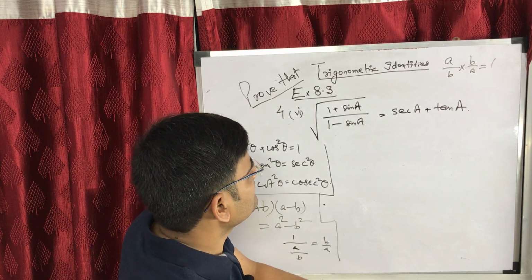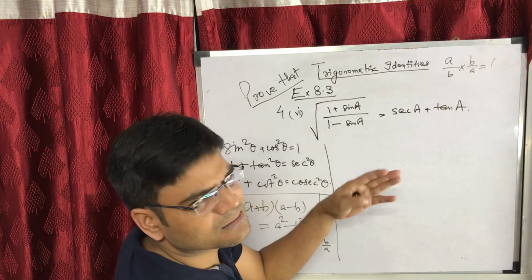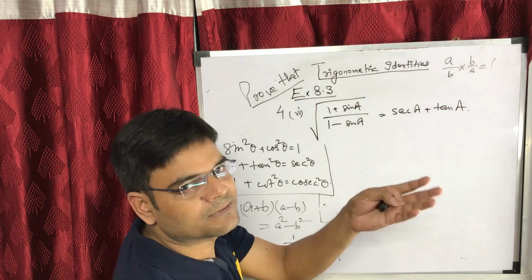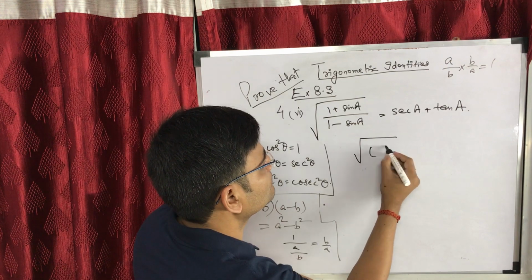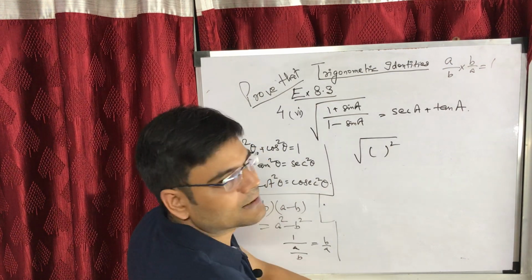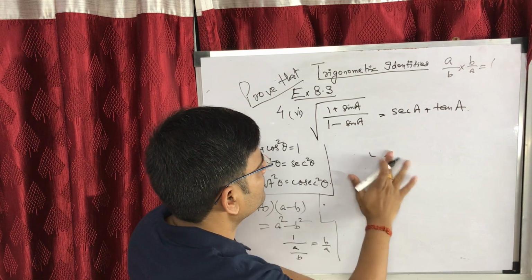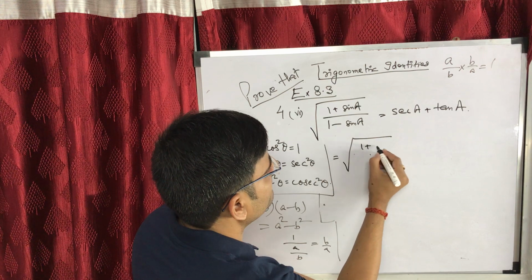Anywhere you see a root, where the LHS or RHS is under a square root and the other side is not, you have to convert it into something whole square so that the root and square cancel each other. That is our target. Now, what should we multiply with?